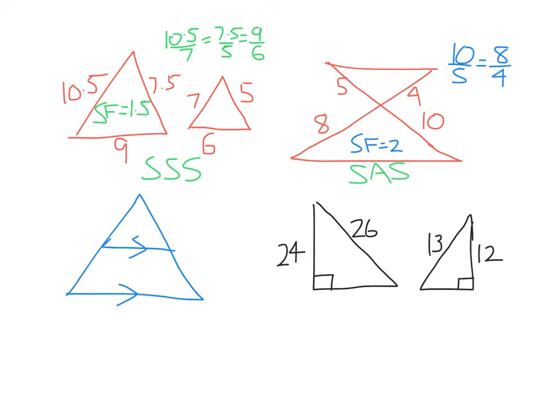But that's not enough yet. We also need the angle between them. I know these 2 angles will be equal because they are vertically opposite. So I have 2 pairs of sides in proportion, and the angle between them is equal. They are similar by the SAS test.